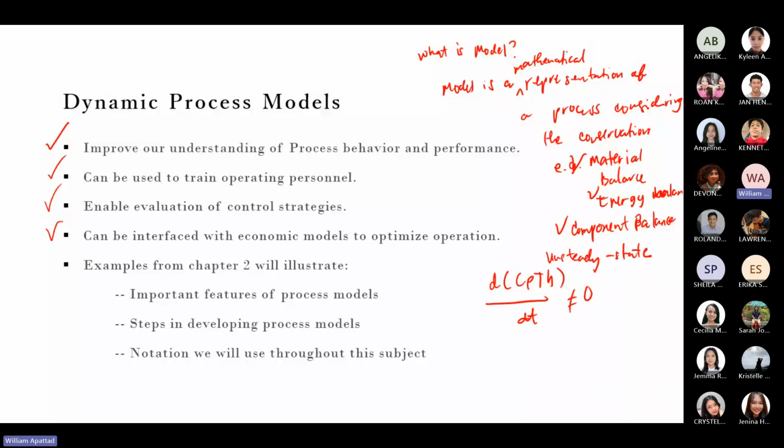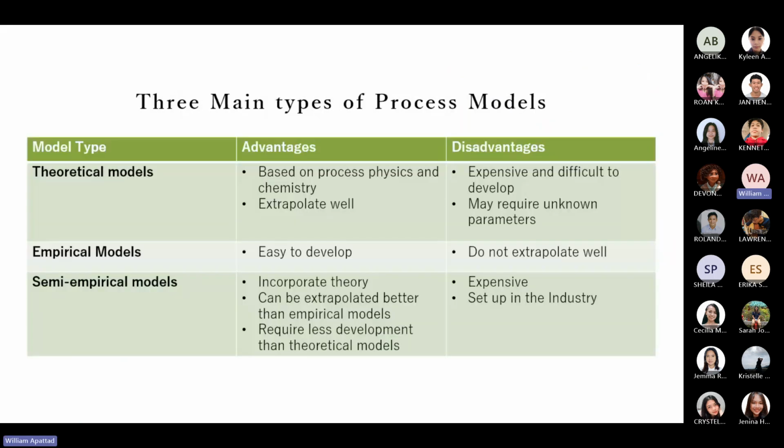So, I will introduce to you the steps in developing a process model, and we will have notations that we will use throughout this subject. Okay. There are three main types of process models. Una yung theoretical model na sinasabi ko, empirical model, and semi-empirical models. So we have a theoretical model.